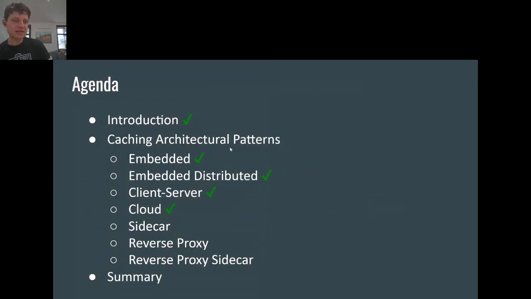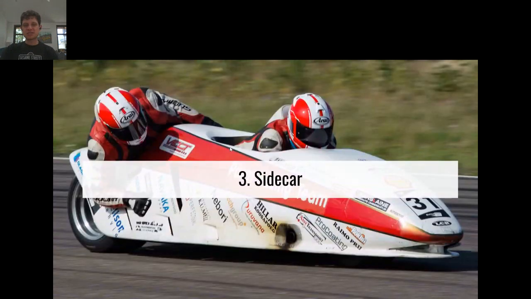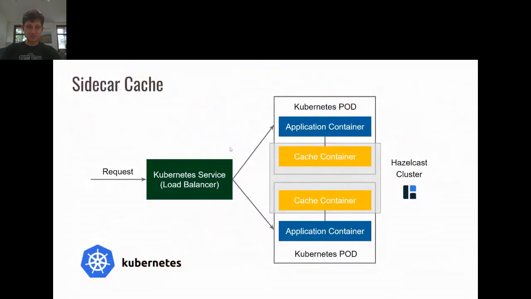Okay, we covered client-server and cloud. So the next caching pattern we will cover is Sidecar. So far we have seen embedded cache and client-server, which are nothing so much new, but Sidecar is some kind of new pattern, because the idea of Sidecar came together with containerization and with Kubernetes, Azure containers, etc.